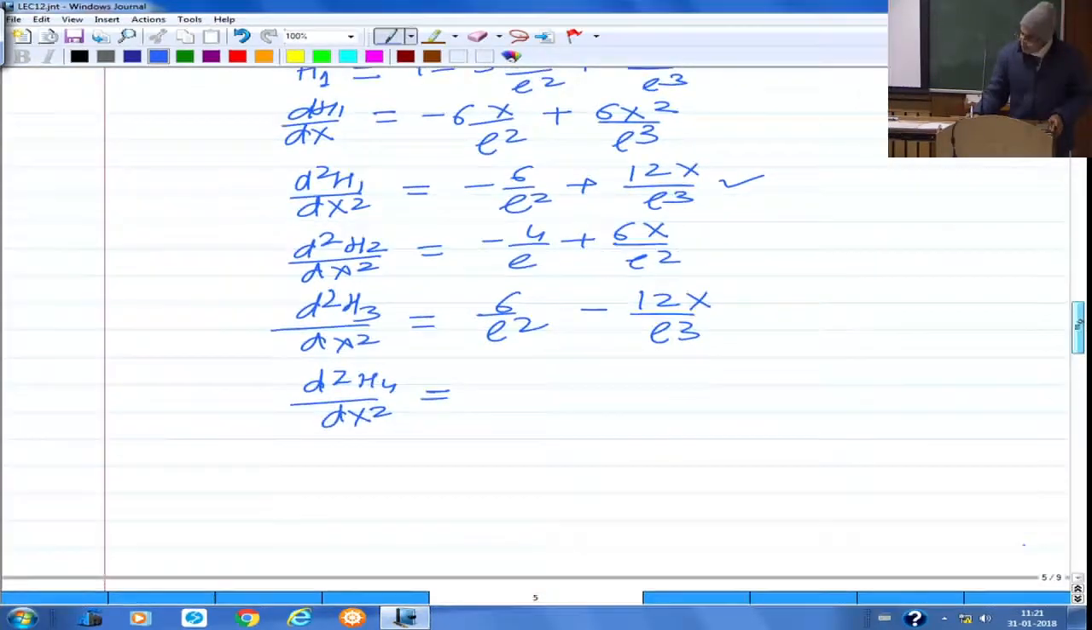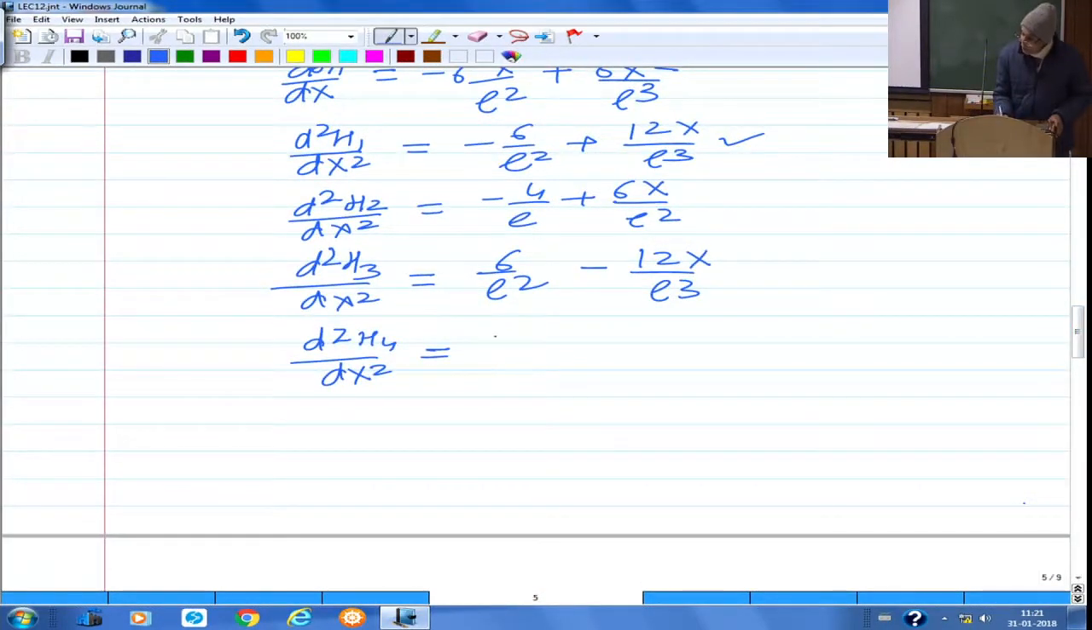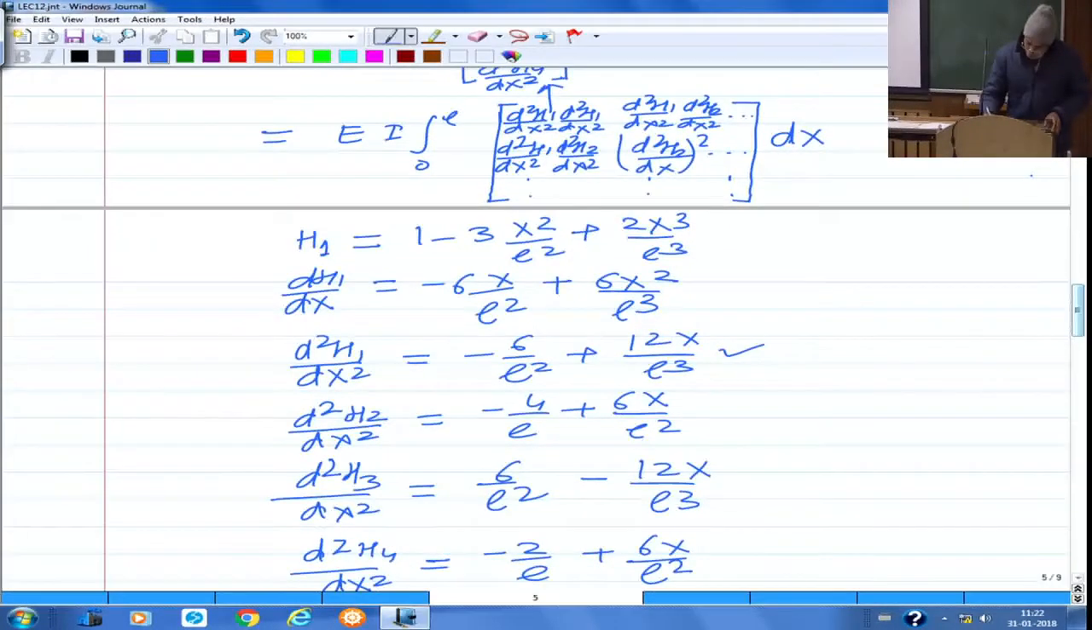no, I just wanted to show you how you get to the final things. So minus 2 by L and plus 6x by L square. So these are the derivatives, and these derivatives you have to substitute here and then integrate each term. So you have to integrate this from 0 to L, integrate this from 0 to L, and so on.